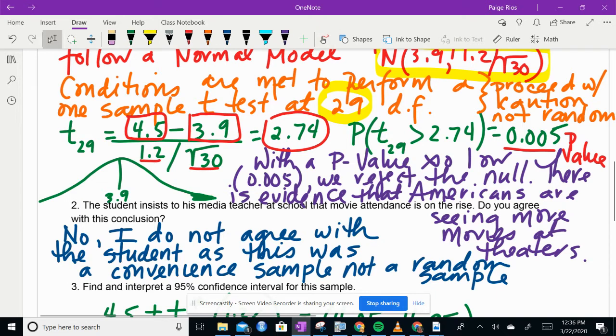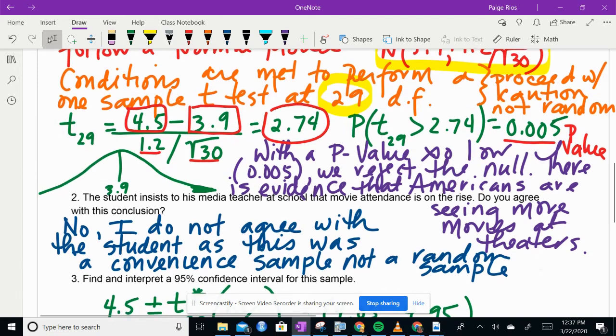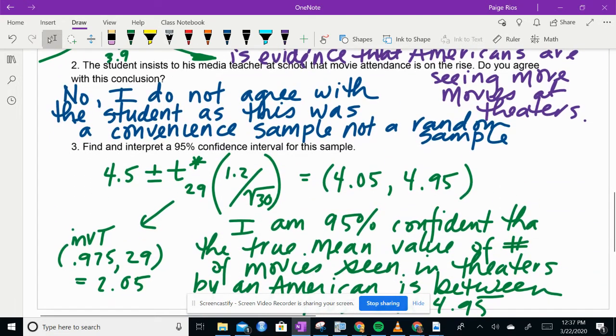So moving on. The student insists to his media teacher that movie attendance is on the rise, and I'm asked, do you agree with the conclusion? At this point, I'm going to say no, I do not agree with the student, as this was a convenient sample, not a random sample. Usually when they follow up with a question like that, there was something wrong with the test, because you've already agreed with his conclusion by the mathematics part, so they're asking you for a concept part.